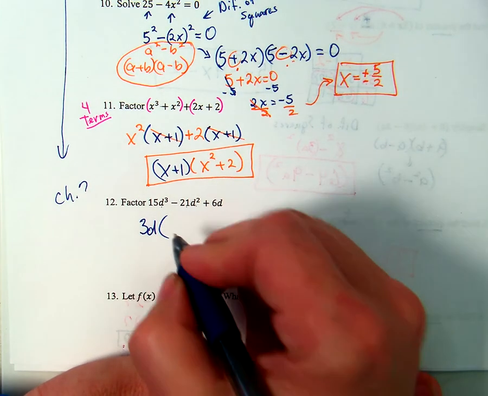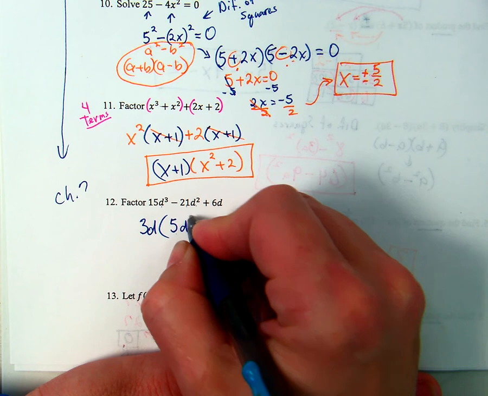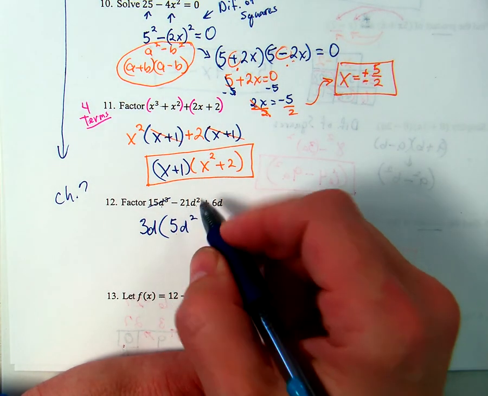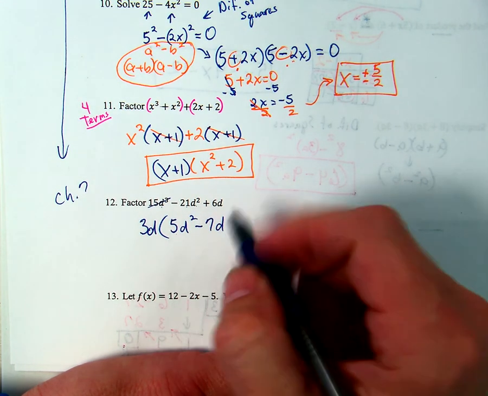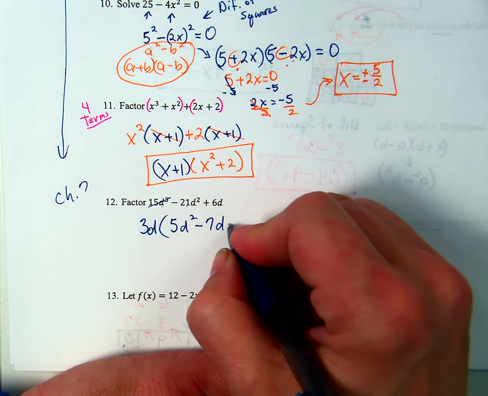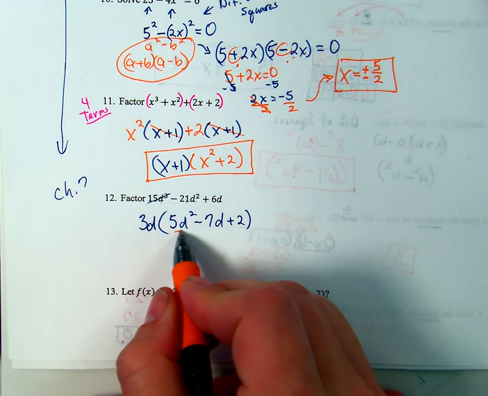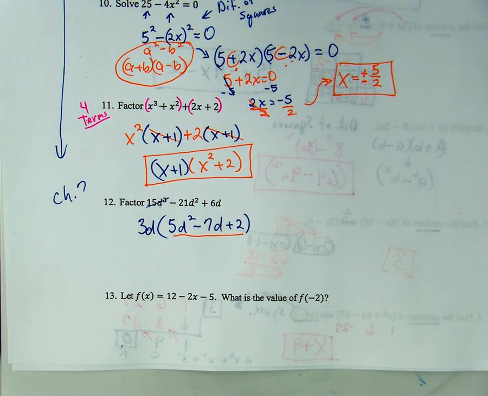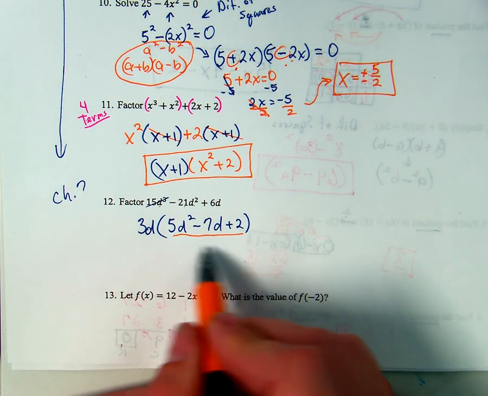If I divide 15d cubed by 3d, I get 5d squared. That one is taken care of. If I divide 21d squared by 3d, I get a negative 7d. If I divide 6d by 3d, I'm going to end up with a positive 2. Now we're talking, because this is the type of trinomial I'm used to factoring, and I can do that with the x method. Okay, so I still have this 3d out front, but now this is a little more recognizable and easier to work with.